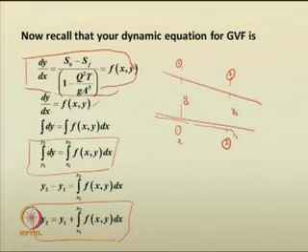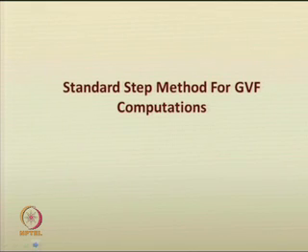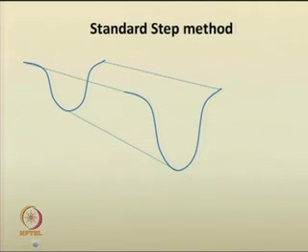You have already seen the various forms, how to evaluate y 2 based on the value given at y 1. This is called the step process. You have seen the direct step method, and you have also seen the Runge-Kutta method. Today, we will see the standard step method for gradually varied flow computations. The standard step method is normally used for non-prismatic channels.